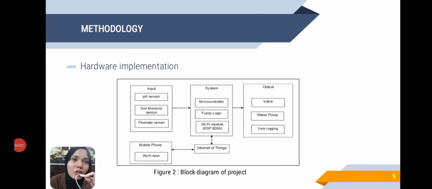Okay, next for methodology. For hardware implementation, Figure 2 shows the block diagram of the project. There are 3 inputs. First, pH sensor. Second, soil moisture sensor. And third, flow rate sensor. The system consists of a microcontroller using Arduino, instructed by the fuzzy logic. Next, a Wi-Fi module is used to interface the system with mobile phones. And for the output, it consists of a valve, water pump and data logging.